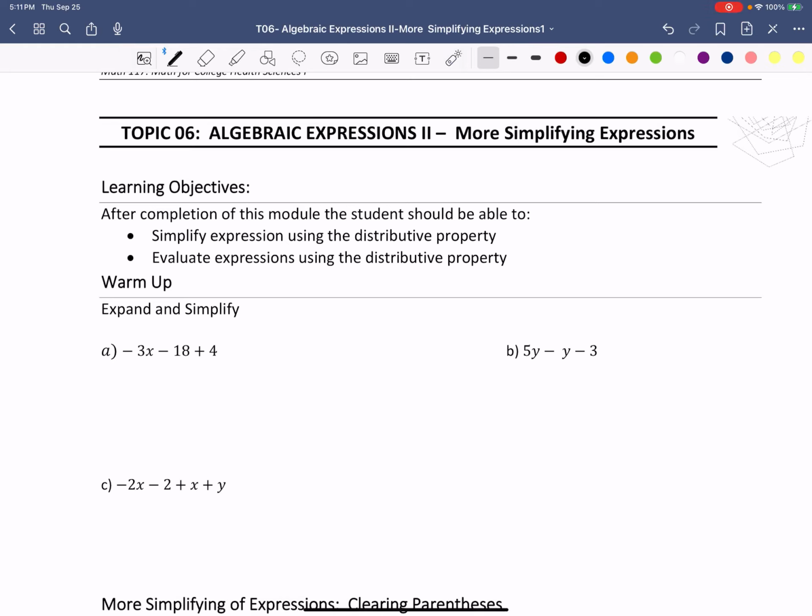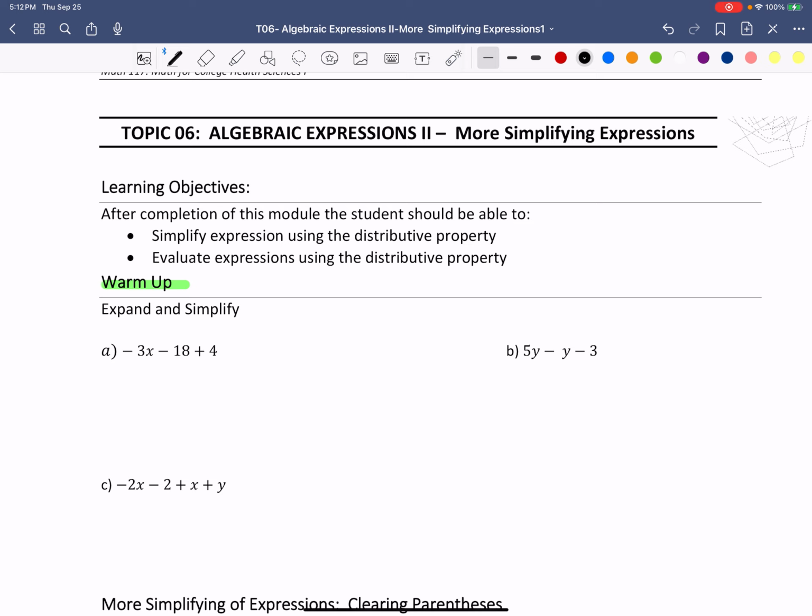All right, hello everybody, and welcome to the topic 6 notes on algebraic expressions, where we are going to continue where we left off on Thursday. So we're going to start with a little warm up here, where we're going to take a look at just taking some expressions and simplifying them.